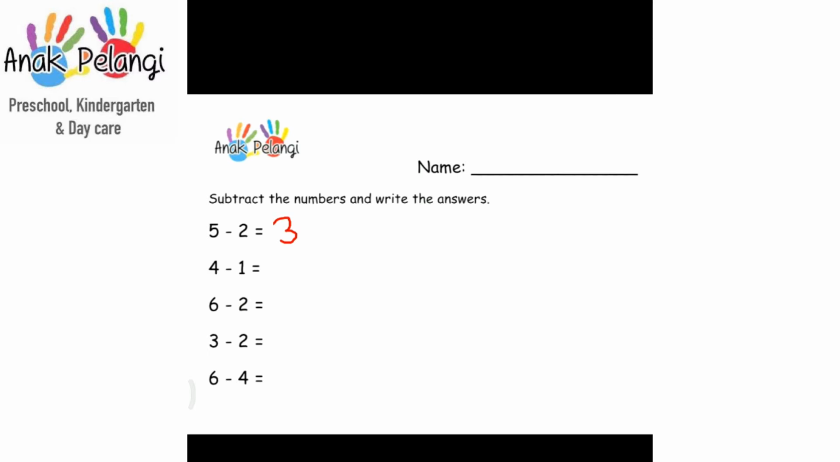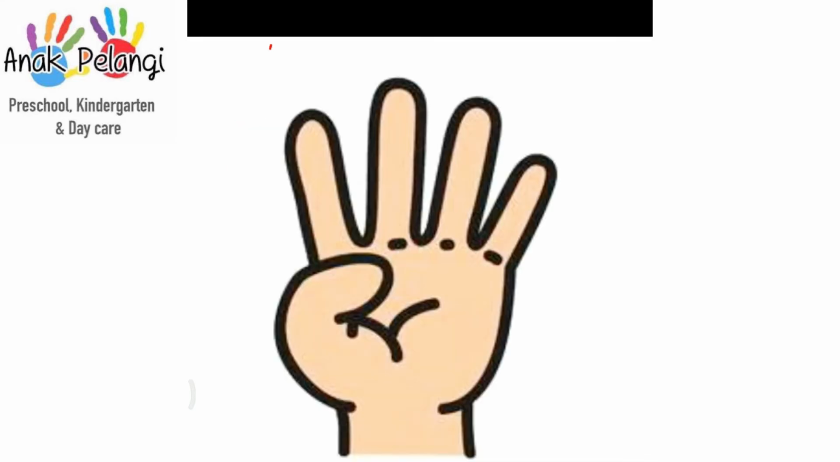Next, 4 minus 1. Count 4. Minus 1. 1. How many do you have left? 1, 2, 3. 4 minus 1 is equal to 3. Write 3.